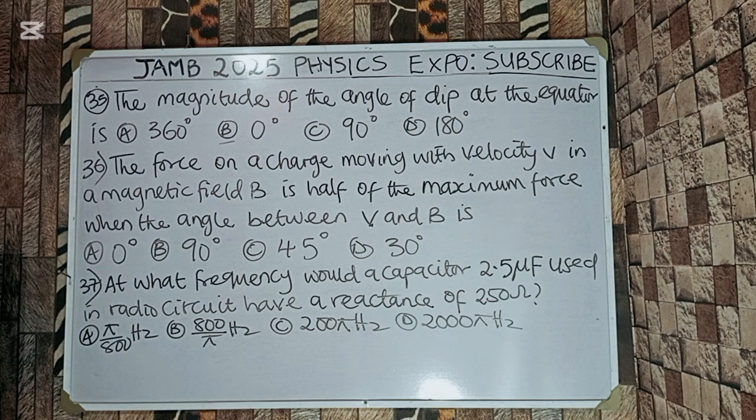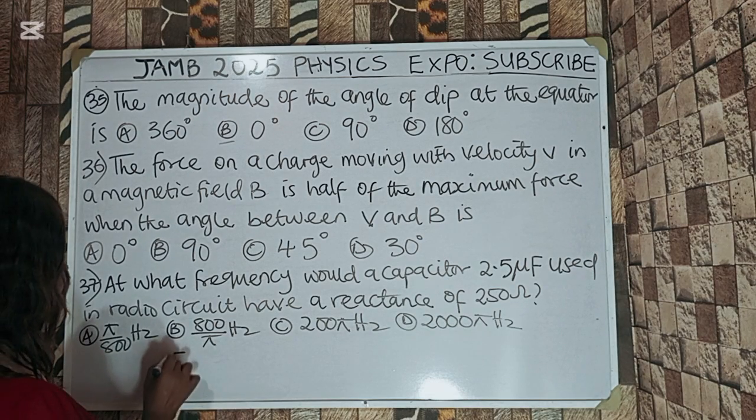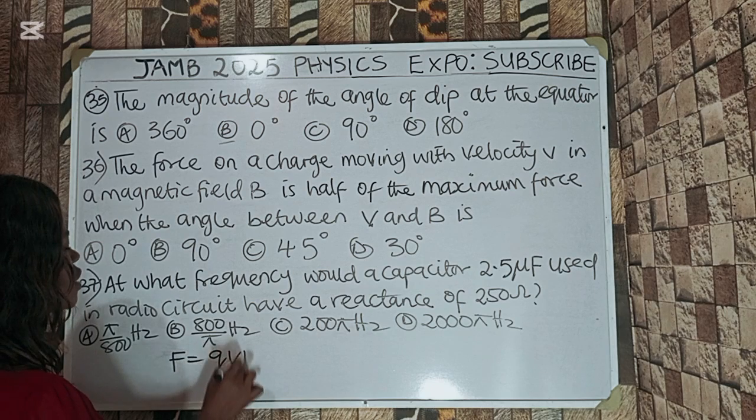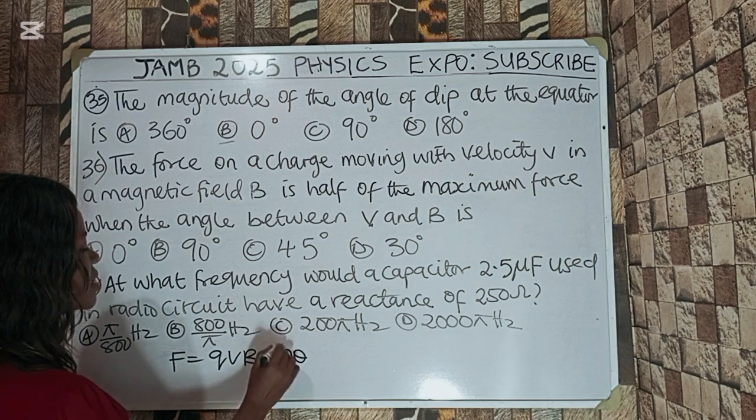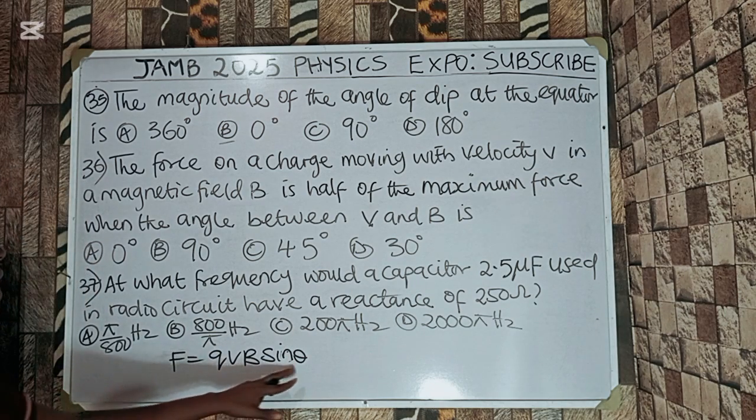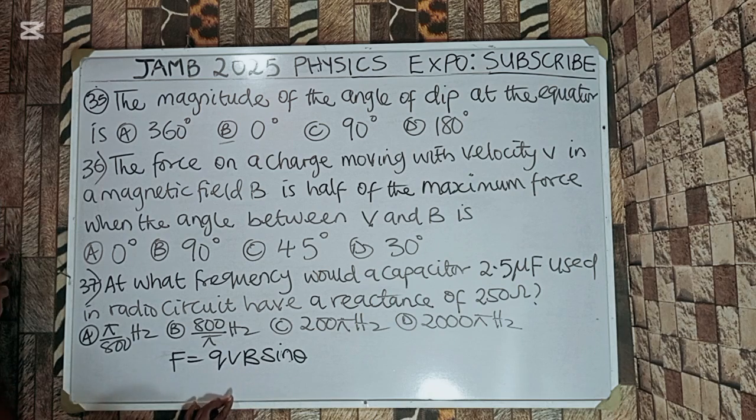Question 36. The force on a charge moving with velocity v in a magnetic field B is half of the maximum force when the angle between V and B is what? Option A, 0 degrees. Option B, 90 degrees. Option C, 45 degrees. Option D, 30 degrees. If you remember that the magnetic force F is equal to QVB sine theta, you want to know where this angle will give us half of the maximum force.